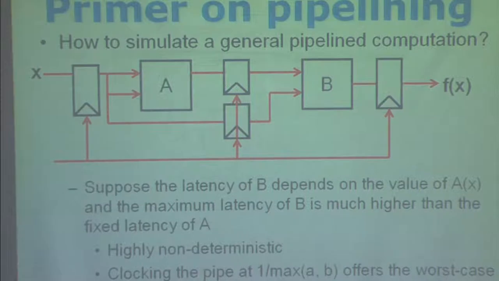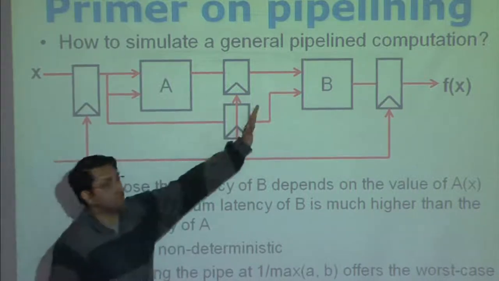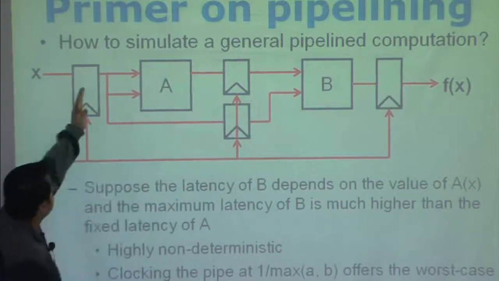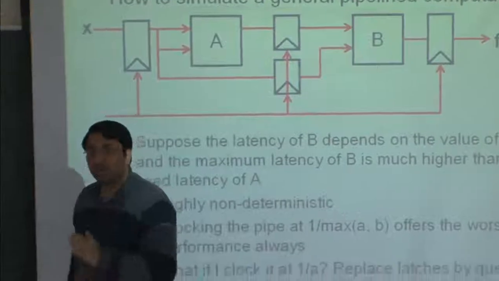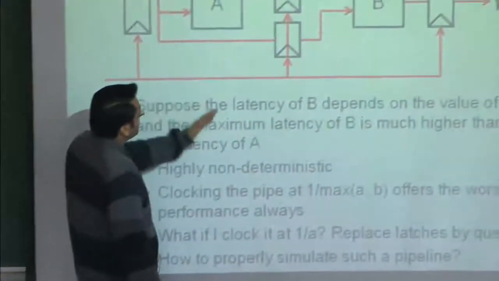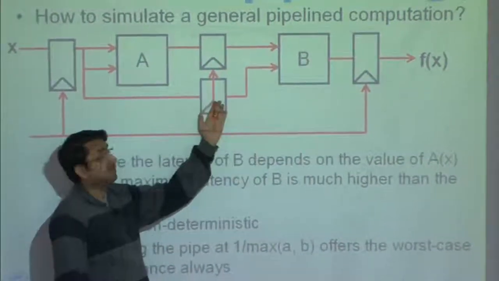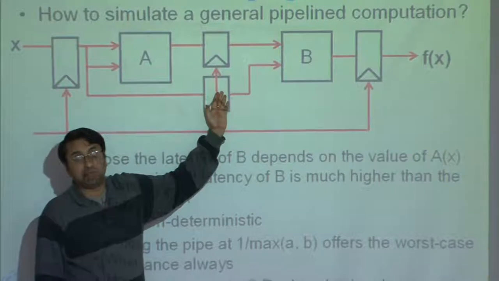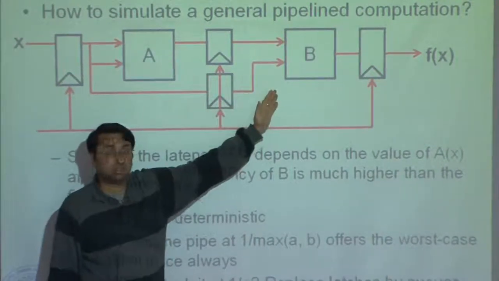Here it says to replace the latches by Qs. So I put a Q here now. Also I replace these by a Q, this by a Q, and I clock it at 1 over A. So what is now going to happen? In some cases, the Q is going to drain maybe at a faster rate than this gets filled up, or maybe at the same rate. And in some cases, it's going to get drained at a slower pace.